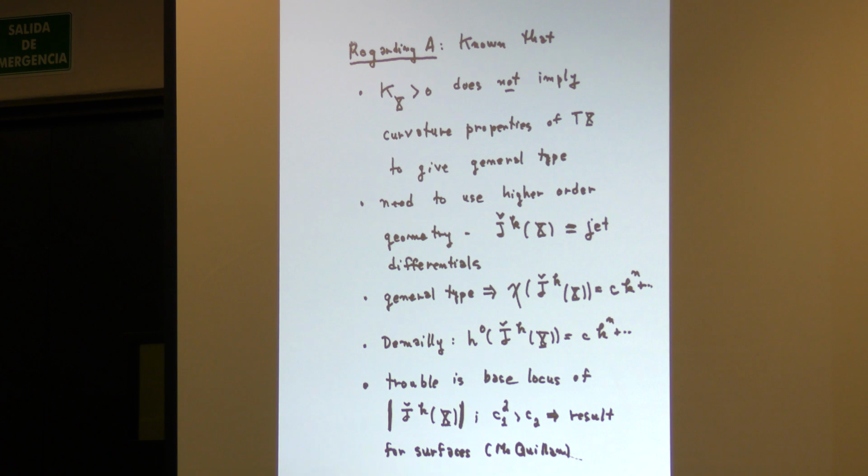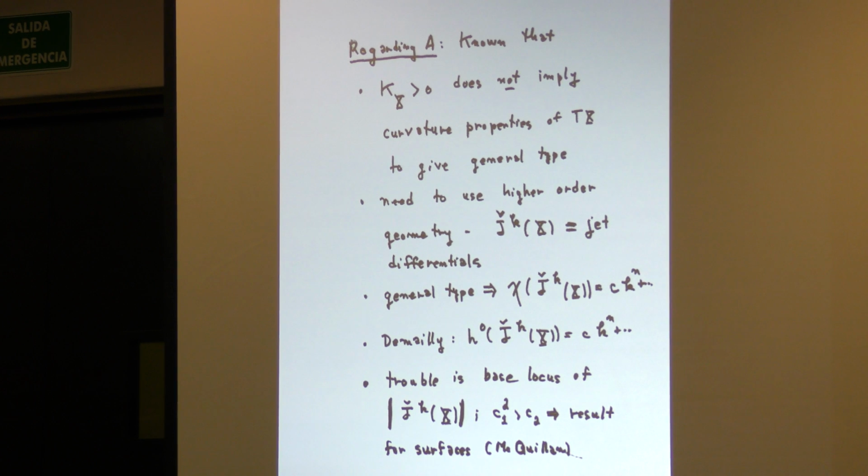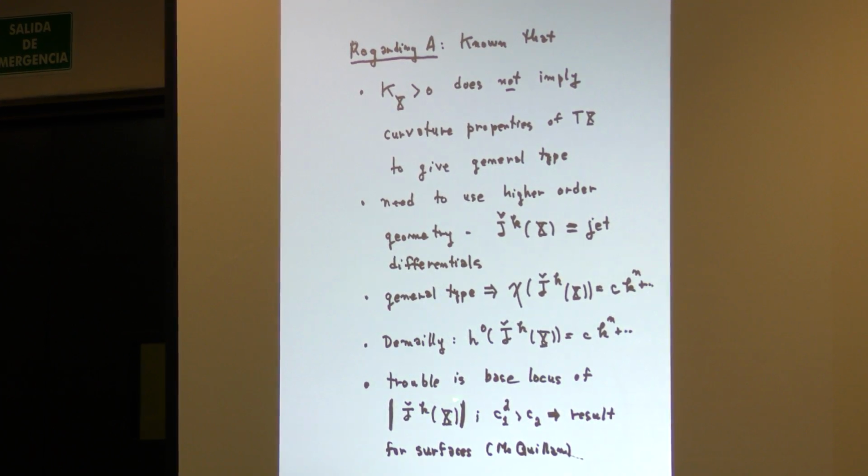So you're well on your way, but it has a horrible base locus. That's been the problem. The only case that's been dealt with is the case of surfaces where c1² is bigger than c2, as a result of McQuillan, who proved this conjecture in that case. There are other special cases that are known, like taking very high degree hypersurfaces in projective space and so on. They use jets in one way or another, but the only clear result that I know of is this one.